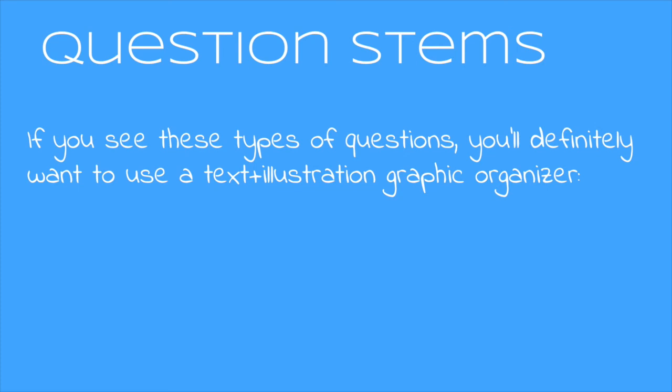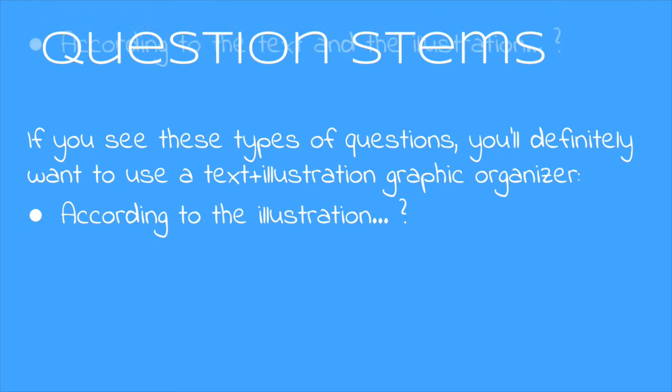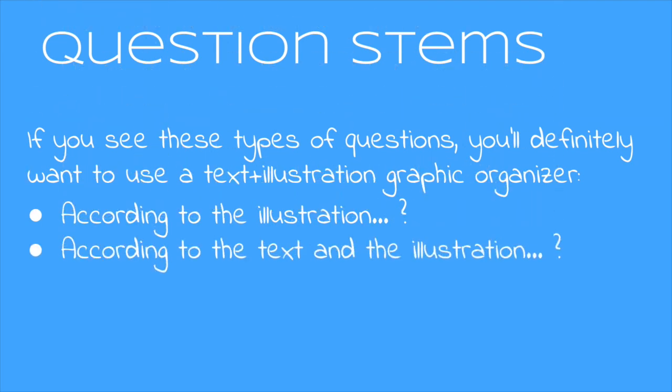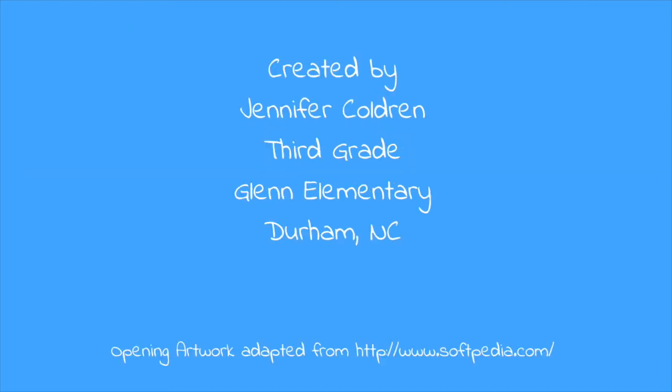One question that you might see is, according to the illustration, and then they'll ask you a question. That means that you should pay attention to the illustration. You also might see a question like this, according to the text and the illustration, and then they'll ask you a question. In this case, you're going to want to pay attention to what the text is saying and what the illustration is saying. I think you're ready to try this on your own. Good luck!